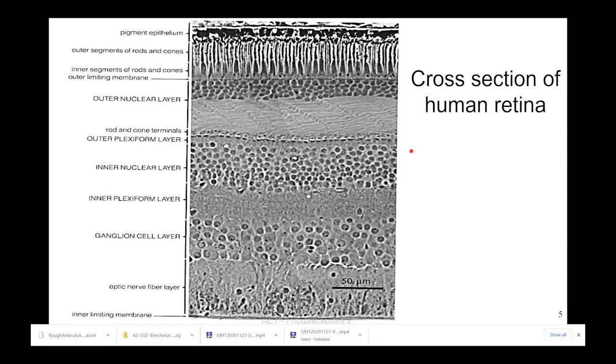The reality is that it looks more like this. I don't think I showed you guys this picture. This is a real biological cross-section of photoreceptors.